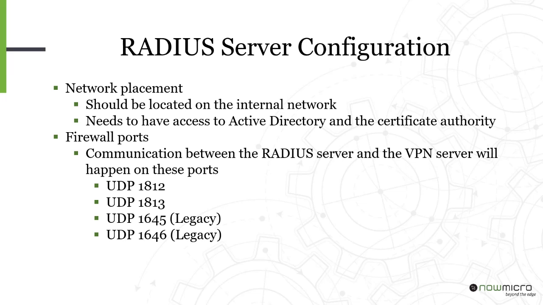The RADIUS server and VPN server need to be able to communicate over UDP 1812 and UDP 1813. So if there are any firewalls in between them, including the Windows firewall, those ports need to be open. There are also legacy ports, 1645 and 1646, that may be used, but usually shouldn't be.